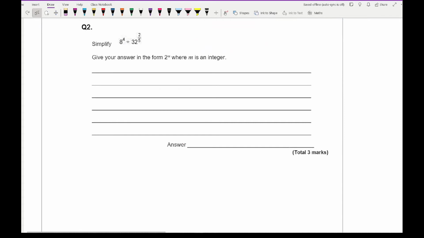Moving on to question 2, it says simplify 8 to the power of 4 divided by 32 to the power of 2 over 5. So again, I recognise that 8 and 32 can both be written as a power of 2, and again a clue is in the question. So here, rather than writing 8, I recognise that 8 is 2 cubed and 32 is 2 to the power of 5. So swapping those, I end up with 2 to the power of 3 to the power of 4 divided by 2 to the power of 5 to the power of 2 over 5.